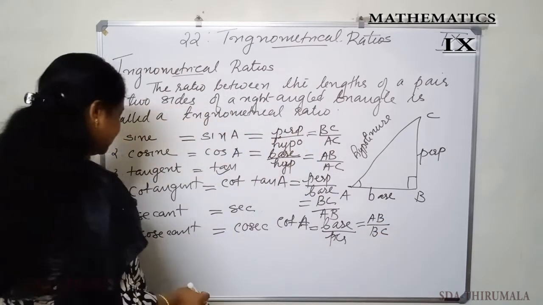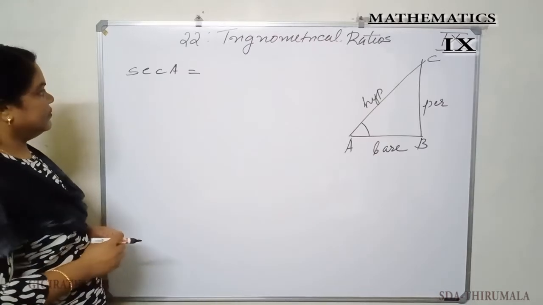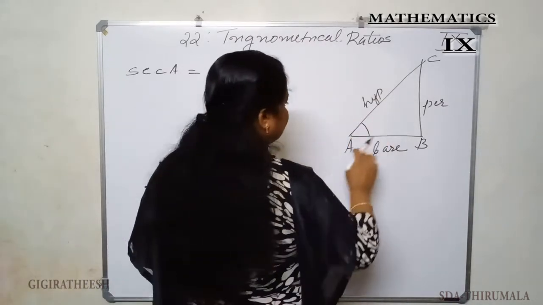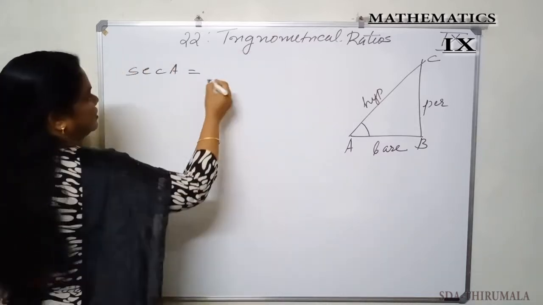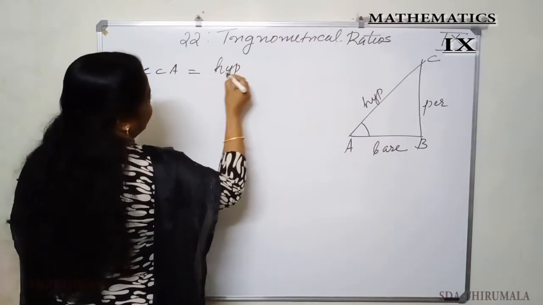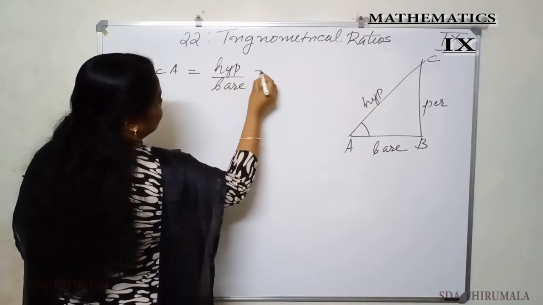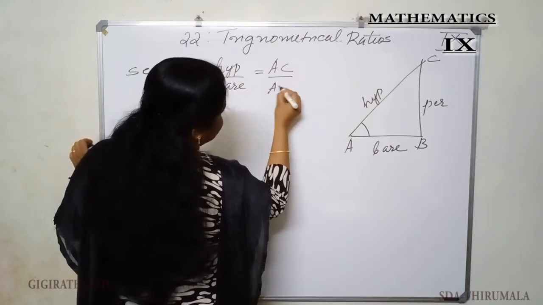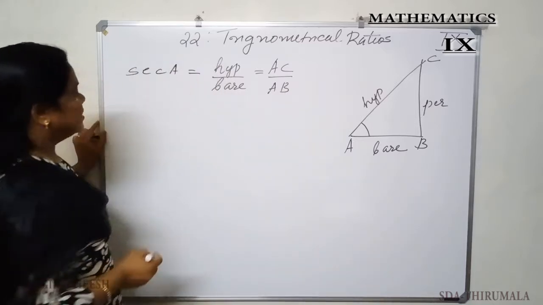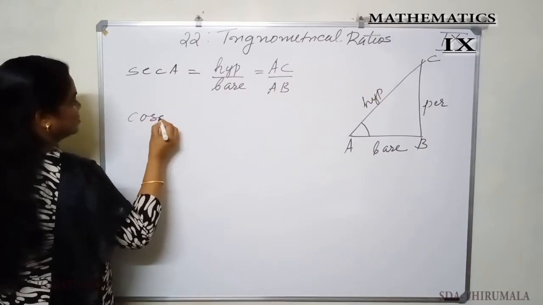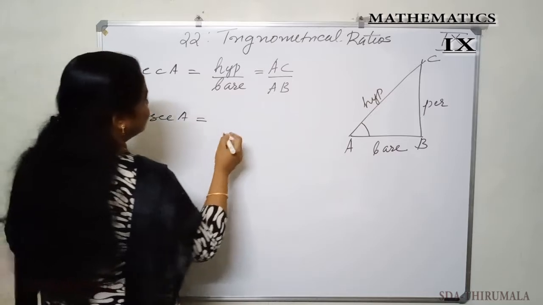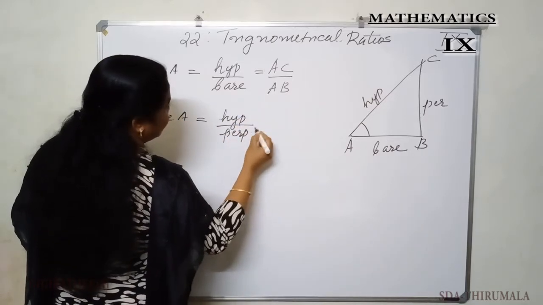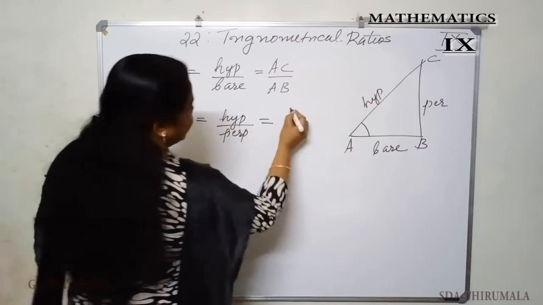And then next is secant. Sec A is equal to hypotenuse by base, that is AC by AB. And then the last one is cosec A. Cosec A is equal to hypotenuse by perpendicular, that is AC by BC.